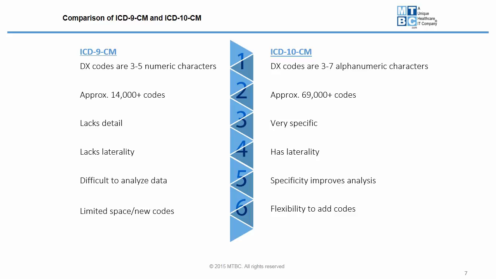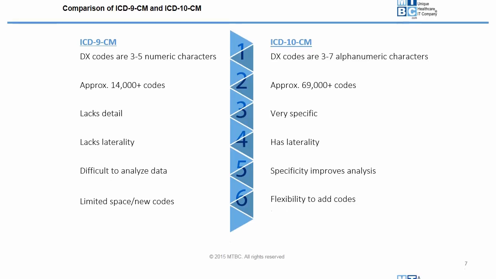ICD-9 also lacks laterality compared to ICD-10, which has laterality. And in ICD-9, it was quite difficult to analyze data, but in the upcoming ICD-10, there is specificity, which improves data analysis. Moreover, ICD-9 has limited space and does not allow adding new codes, whereas in ICD-10, there is flexibility to add new codes.